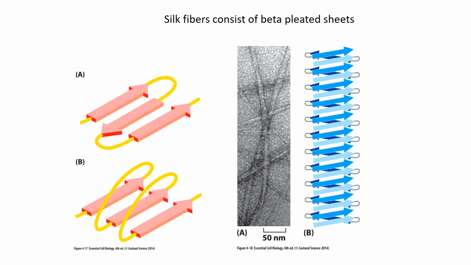To the right side of the screen, we can see an example of a protein molecule that consists of beta pleated sheets. Silk is both very strong and very flexible, and these properties are due to the types of interactions that occur within and between beta pleated sheets.